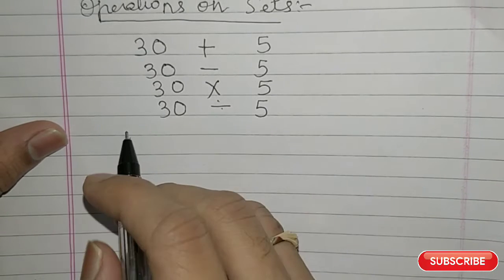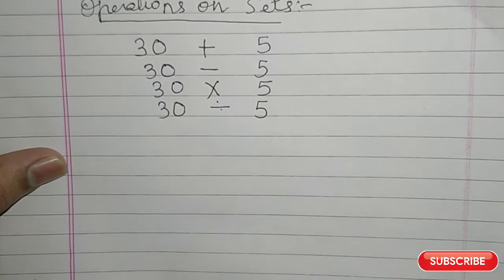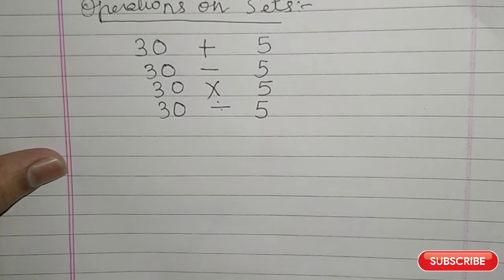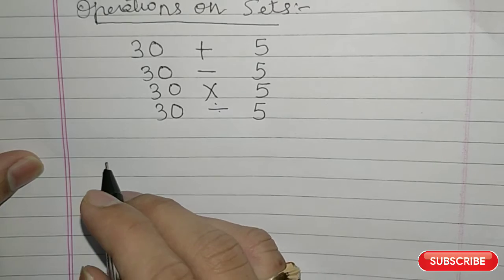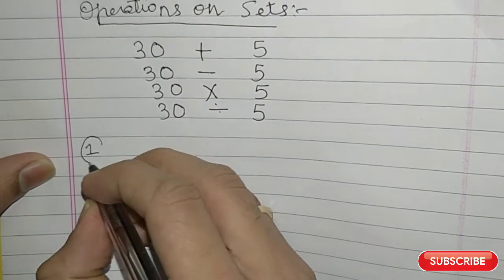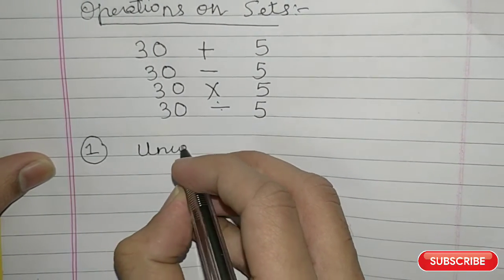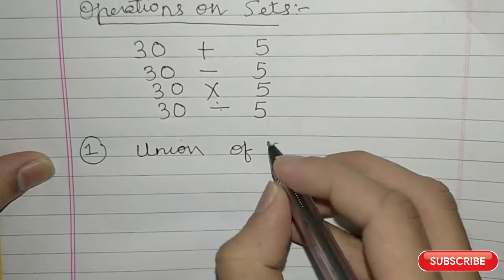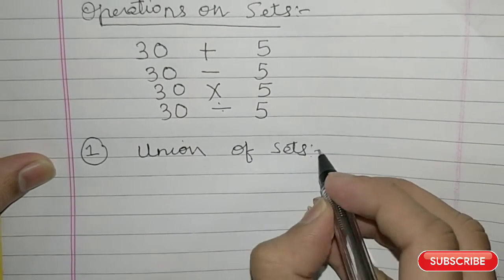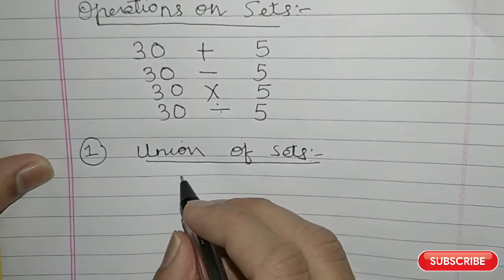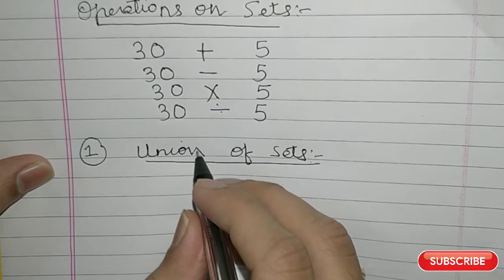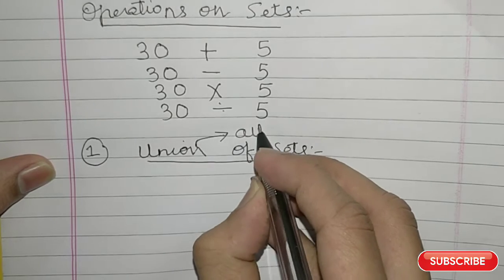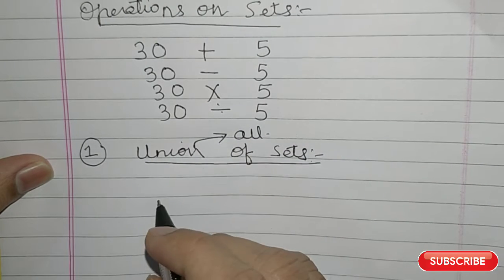So there are 2 operations that you have to study. The first one is the union and the second one is the intersection. So first let us look at the first operation, that is the union. Union of sets. Now union of sets means what? So union you can look at it as all.